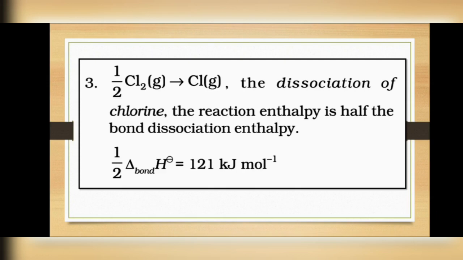Half is written because we have written half Cl2, to balance it, so you have to take half the bond dissociation enthalpy, and that value is 121 kilojoules per mole. And this 121, again you don't need to divide by 2, that value is already divided by 2 and you got that value as 121 kilojoules per mole.